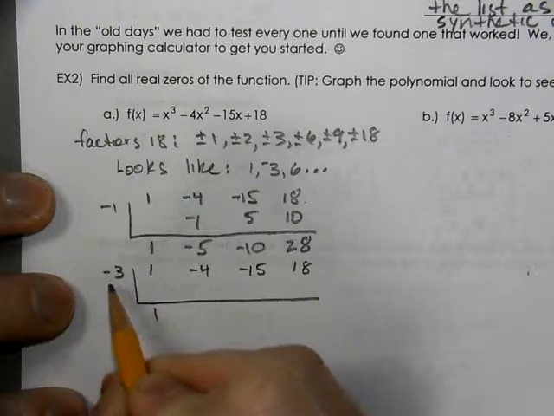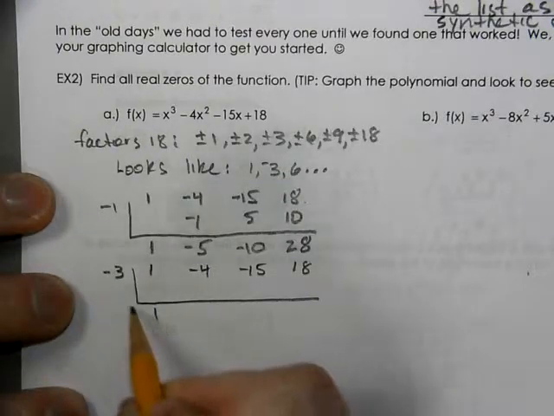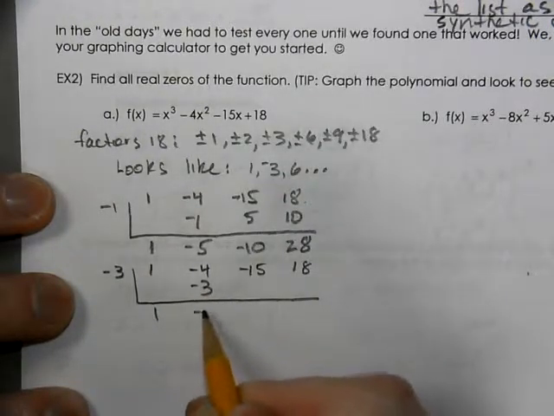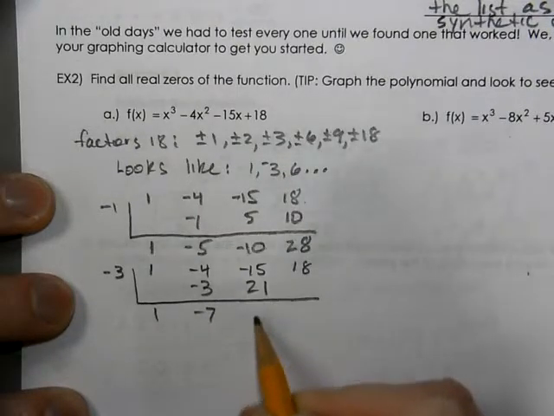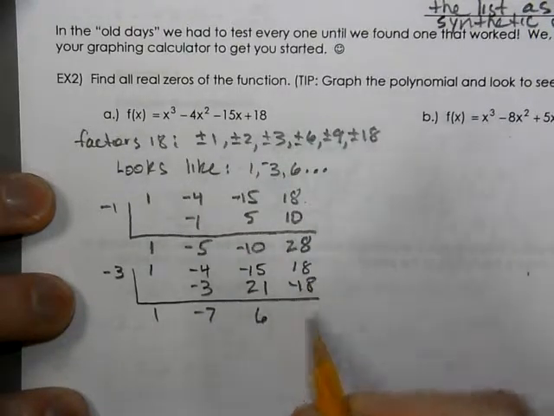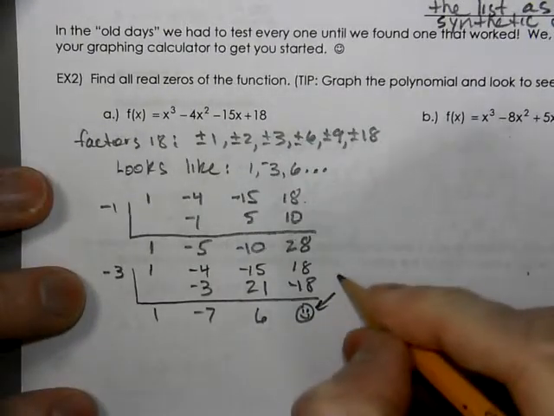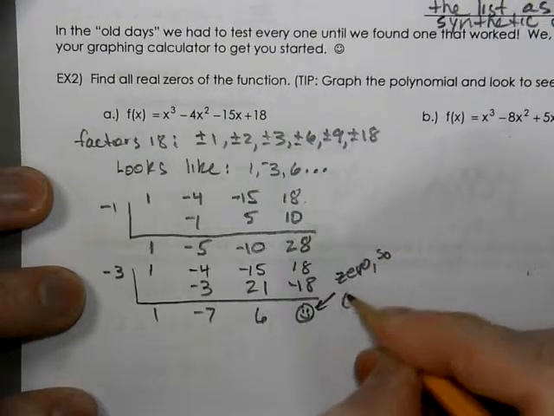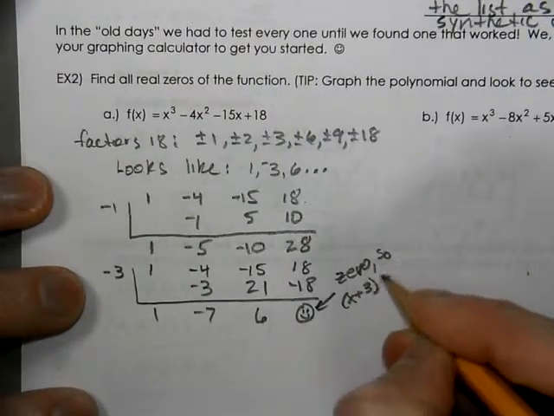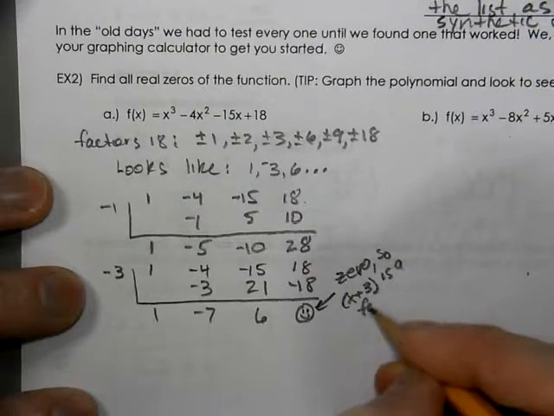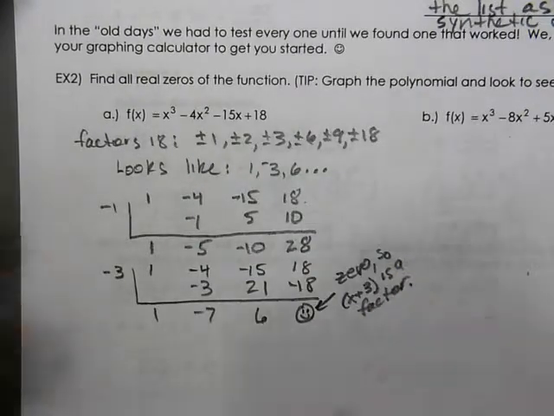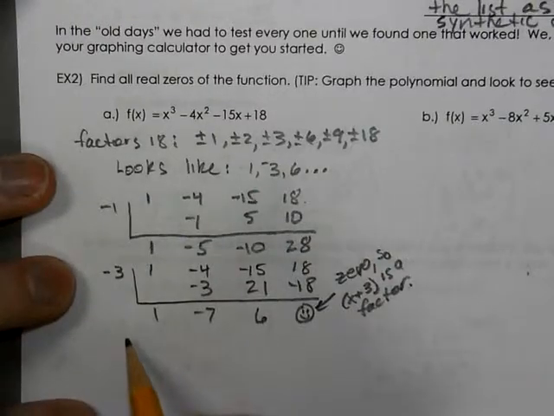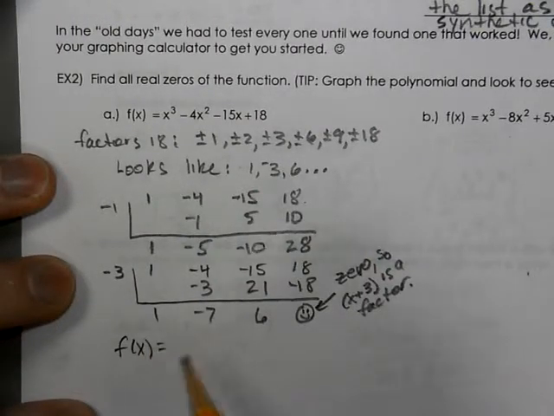Drop the 1 down, multiply by -3. There it is. We got a 0. So x plus 3 is a factor. Okay, so that means that we have our f of x, and x plus 3 is our factor.